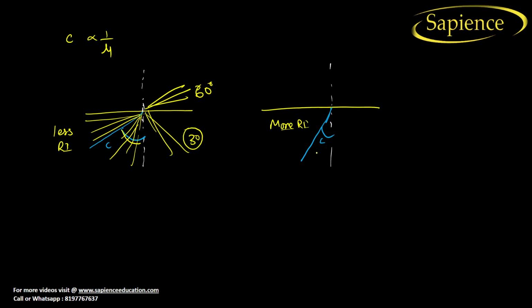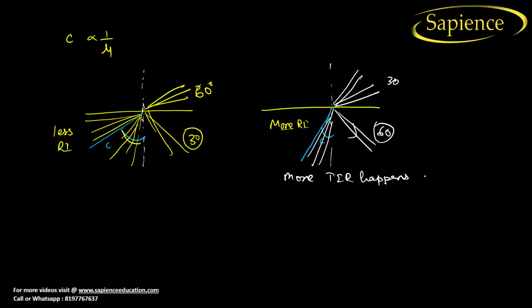But when we have a more refractive index, that is less critical angle, what you will observe is that a smaller number of light rays will be reflected. So let us consider this will be reflected only 30, so the rest will come down like this. Got it? So let us consider 60. So more total internal reflection, more TIR happens in this, and in this less TIR happens. Okay, so I hope you have understood. So more refractive index, more TIR will happen.